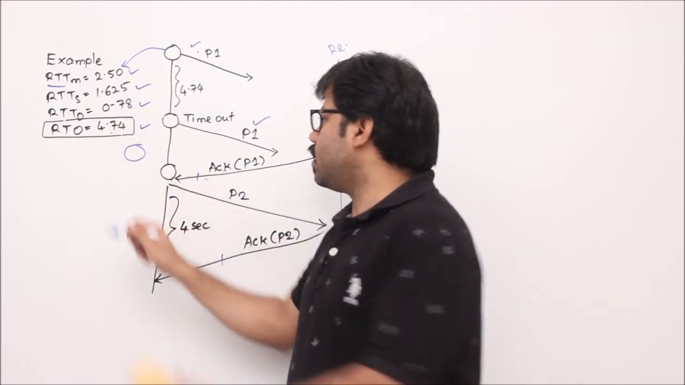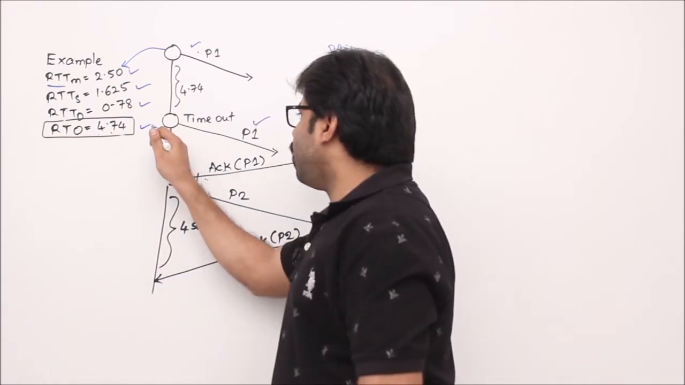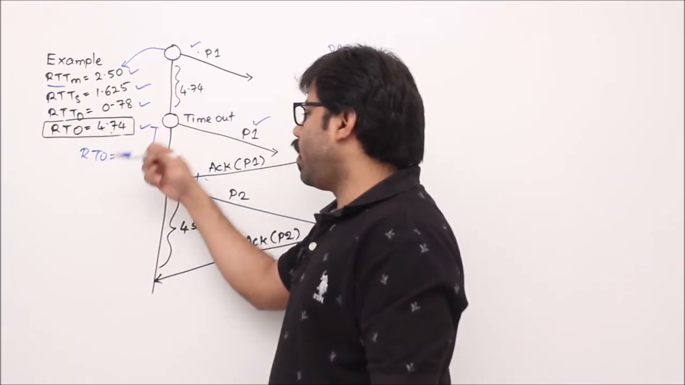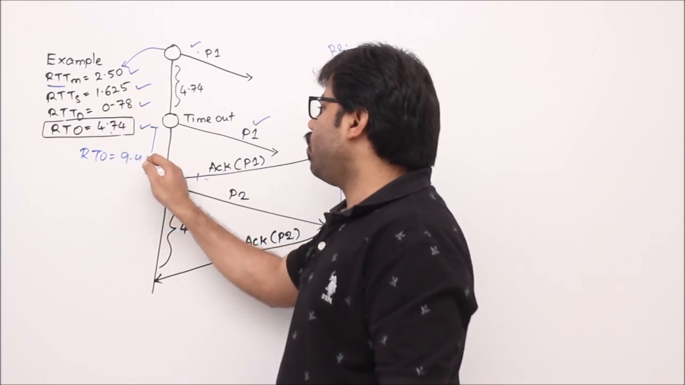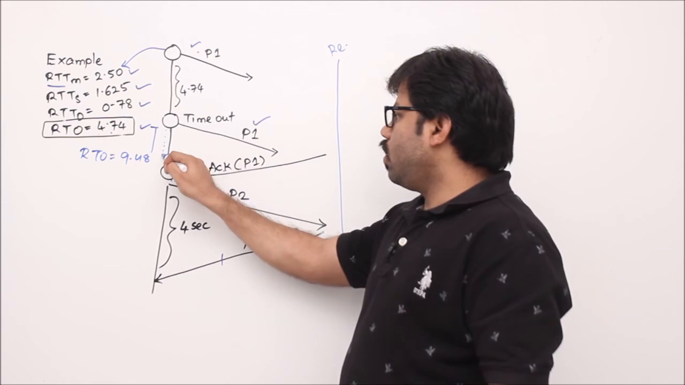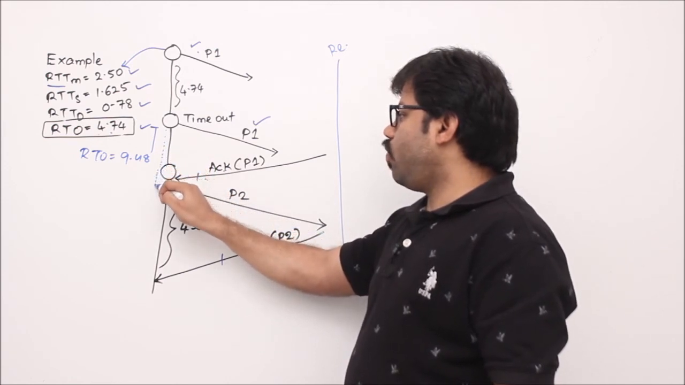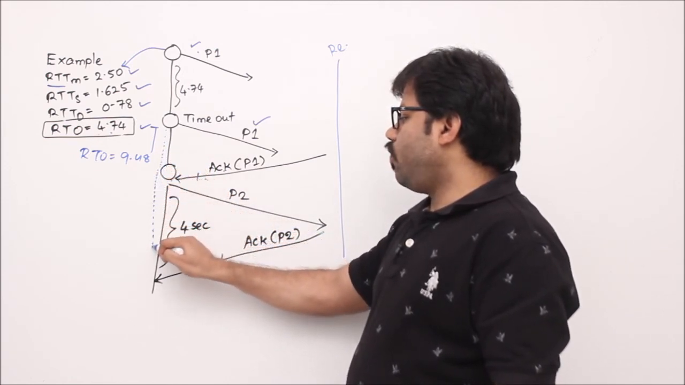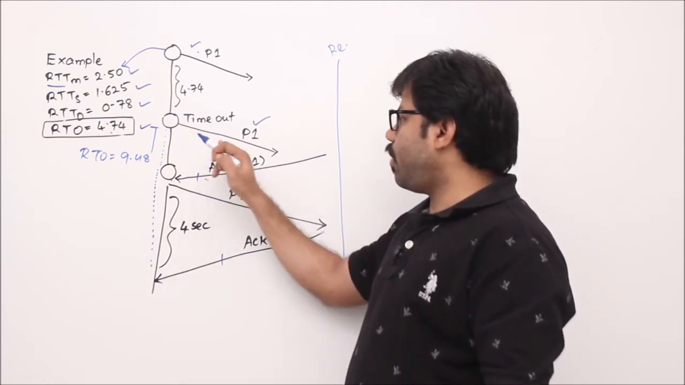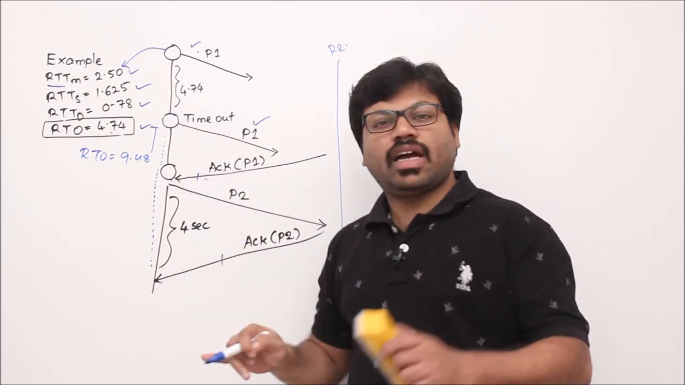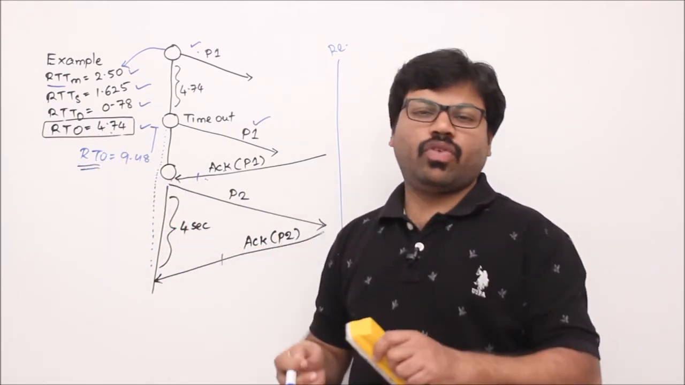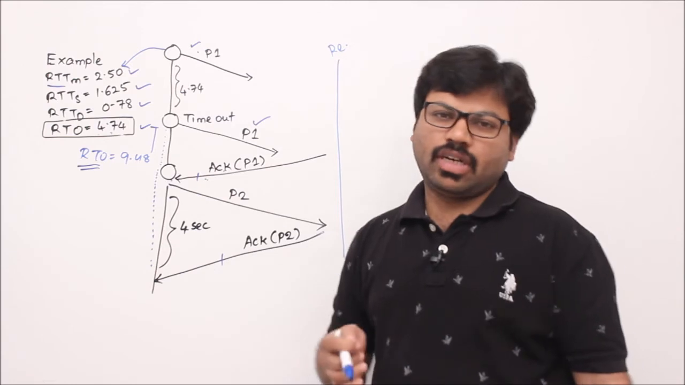So here I can say there will be a timer, correct? The timer RTO is 4.74 into 2, which is 9.48. Remember it. Then slowly we wait for 9.48 seconds. If within 9.48 seconds you don't get the acknowledgement for the packet P1, we transmit again. But at that time RTO will become double, 9.48 into 2. That is called exponential backoff.